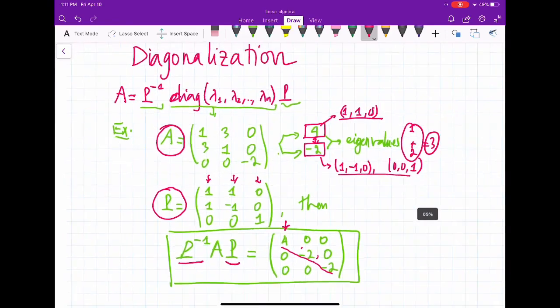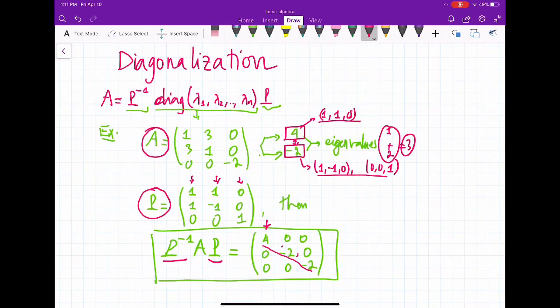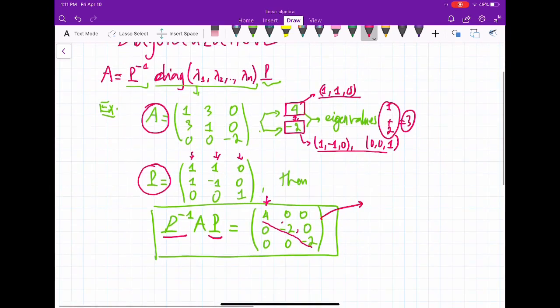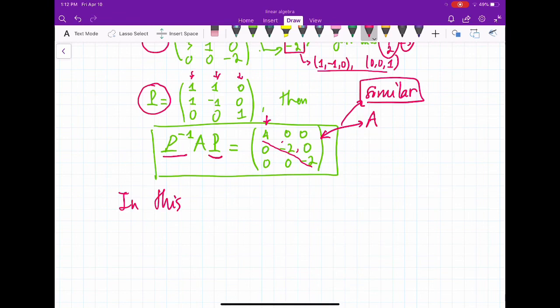And as we discussed last time, these two matrices, the diagonal matrix and A, are similar. Is that correct? And of course, they represent the same linear transformation in different bases. That is the most important. You know, two similar matrices represent the same linear transformation but in different bases. In this case, A is called diagonalizable.